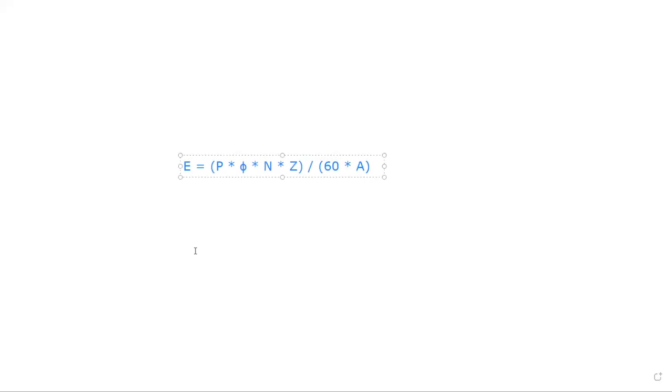So this is the formula. E equal to P into phi into N into Z divided by 60A. So you can write down the meaning for each of the terms. I'll just put it on the screen so that you can.